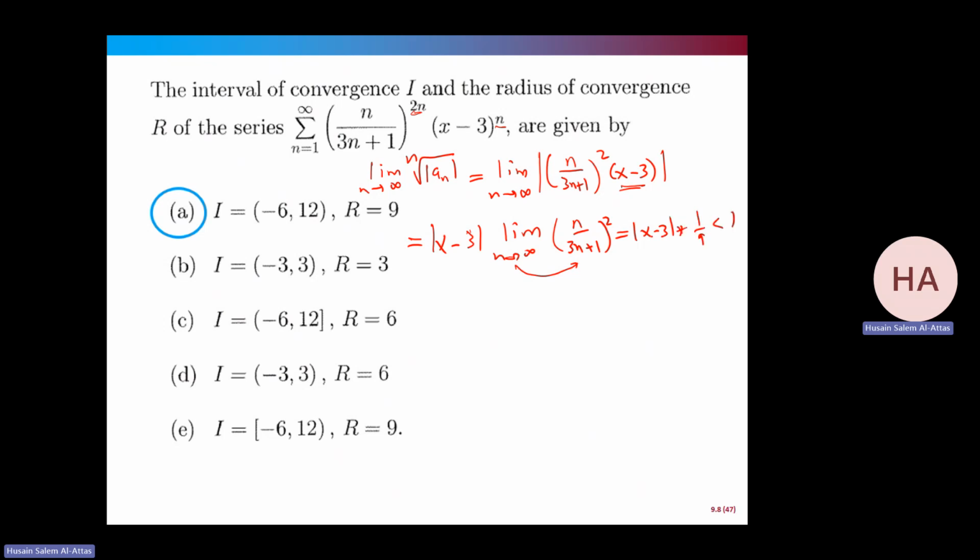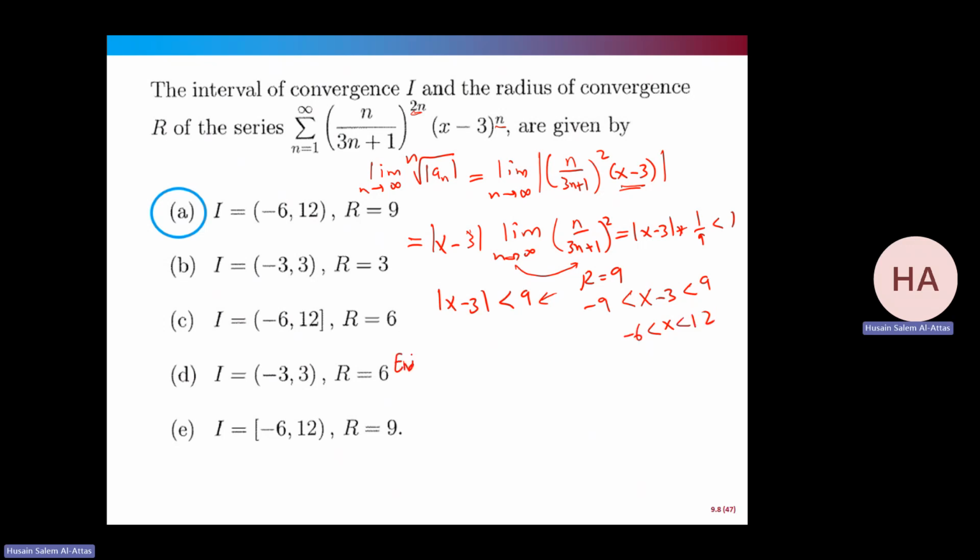I want this to be less than 1. So I have |x − 3| < 9. Great. So it means r equals 9. Very clear. From here, r equals 9. Okay, and they have x − 3 between −9 and 9. So x is between −6 and 12.